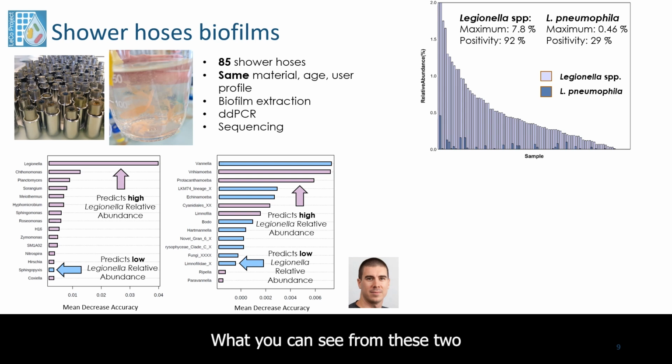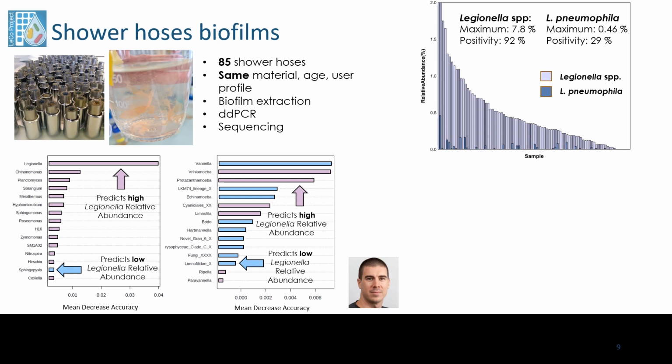What you can see from these two plots here is that for 16S, so for prokaryotes, a lot of positive associations, a lot of bacteria are predicting high Legionella relative abundance, only a few are predicting low Legionella relative abundance. While for protists, the situation is mixed. We have protists that predict higher Legionella relative abundance and low Legionella relative abundance.